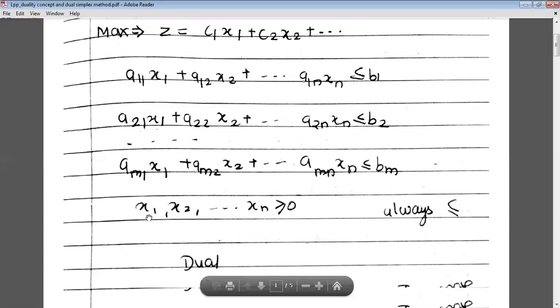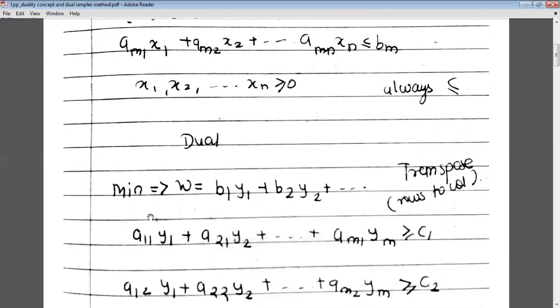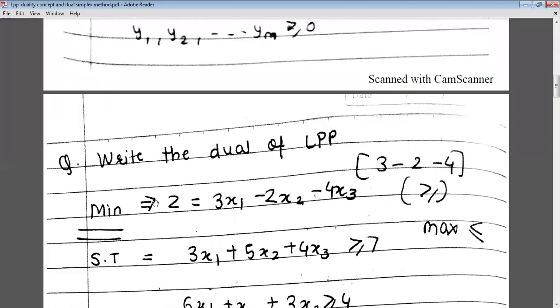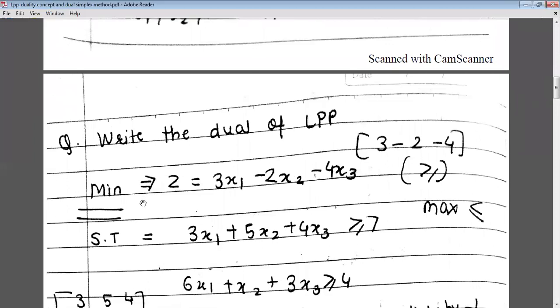So instead of seeing this theory, now we'll see a problem on this case. Okay, so as you can see here, it is given, write the dual of the given LPP. It is a minimization problem. Z is equal to 3x1 minus 2x2 minus 4x3. So I've just written here the coefficients 3, minus 2, minus 4. Okay. Now in this case, it is a minimization. So these are all greater than or equal to constraints. In maximization, you know, it is a less than or equal to constraint.